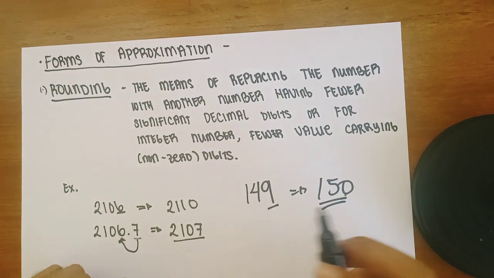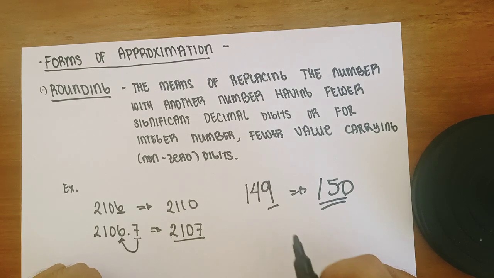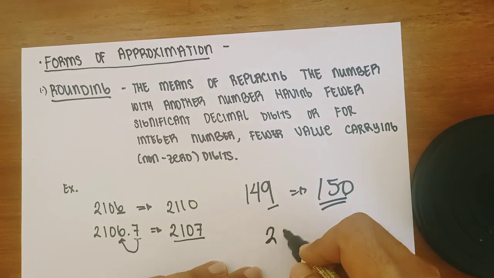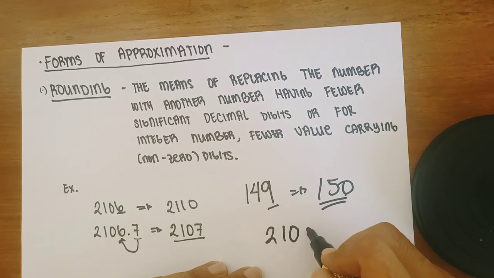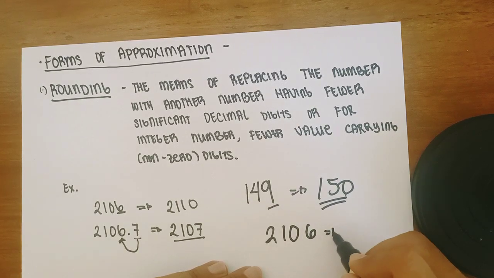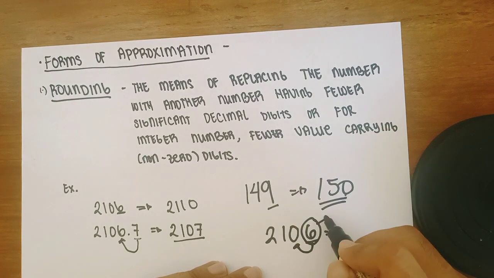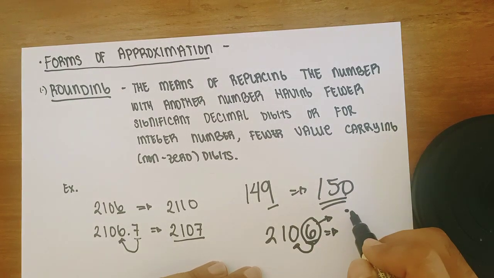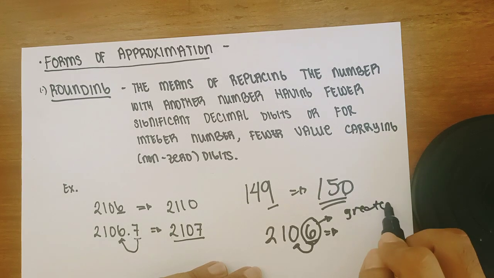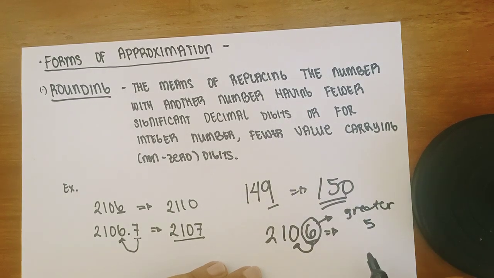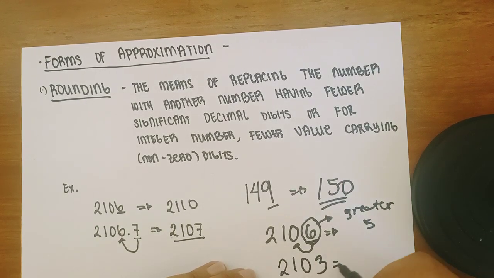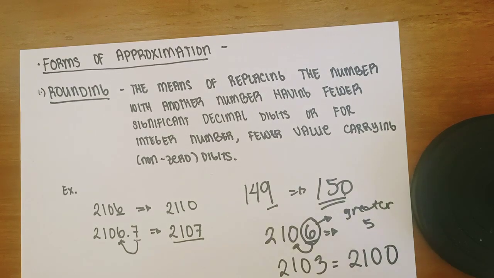So, ang pinaka-rule niya lang is i-round off mo, for example, 2,106. I-round off mo lang yan pag yung number na to is greater than 5. So, pag sinabi na 2103, ang round off sa kanya is 2,100. So, basically, ganun lang siya.